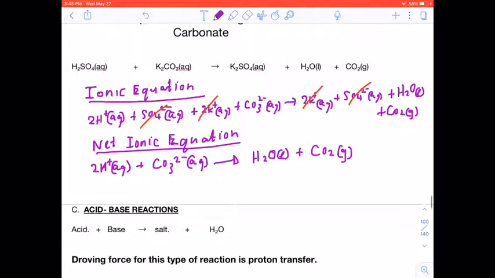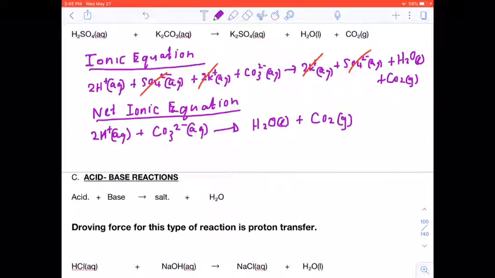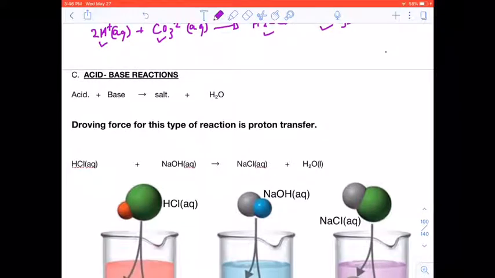So what is this really telling you? This is saying that if you have an acid, because when an acid dissolves in water, it forms H plus, and you have a carbonate, irrespective of which carbonate you have, it will form water plus carbon dioxide. So like I said earlier, writing these ionic equations and the net ionic equations helps to summarize these particular reactions. Now let's look at the acid-base reaction.